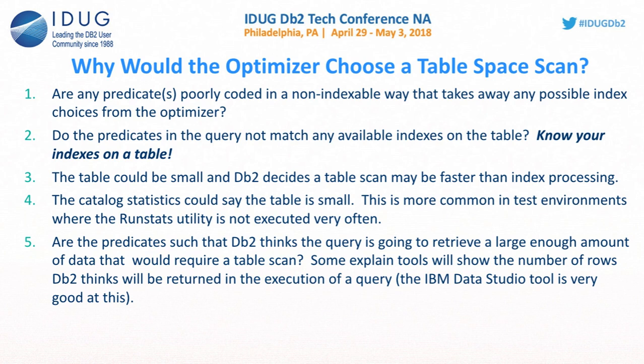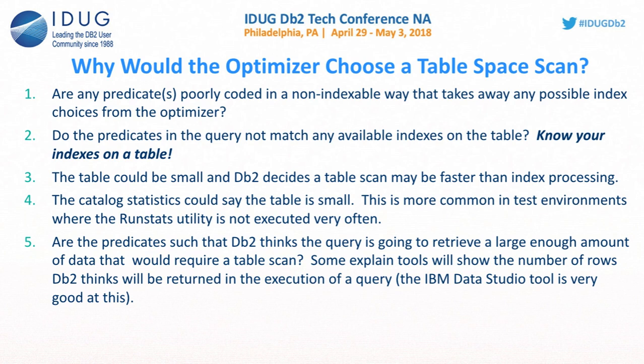If the predicate's such that DB2 thinks that a query is going to retrieve a large enough amount of data, sometimes 30, 40, 50% of the data in the table, if it thinks that's going to meet our where criteria, it says, I'm just going to scan the table. You get this if you code a lot of ORs. I think that might come up here, actually.